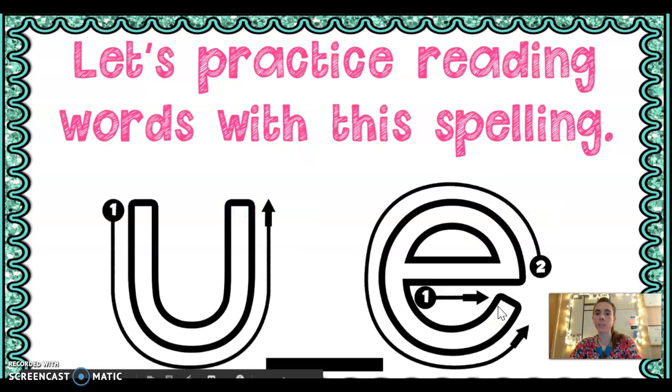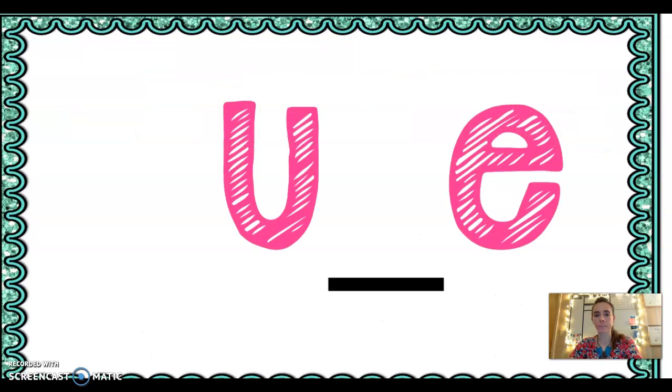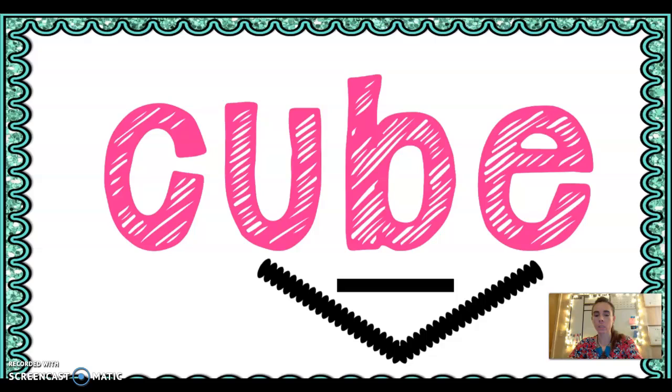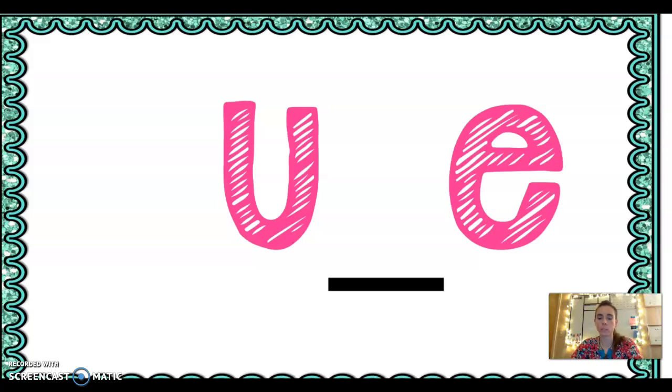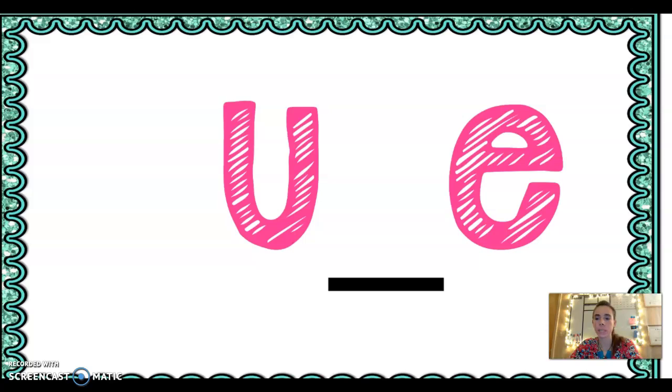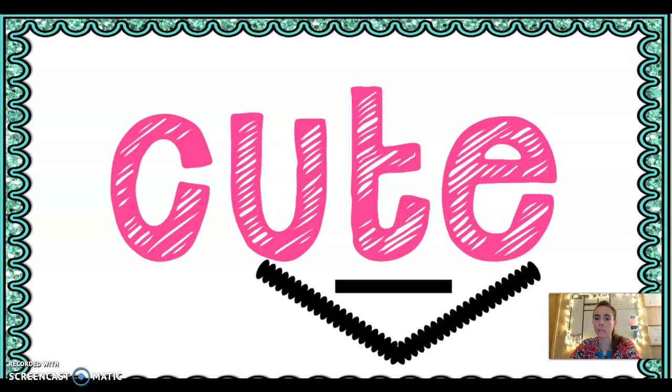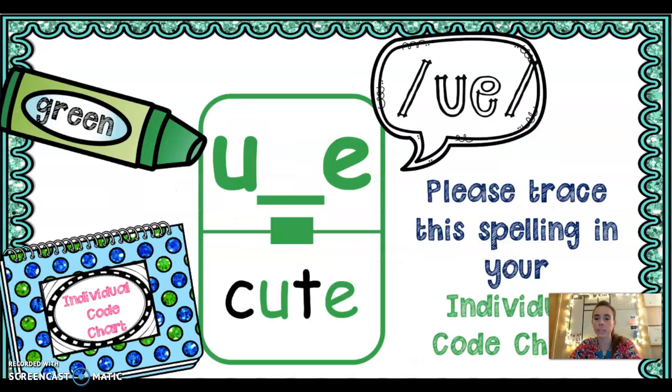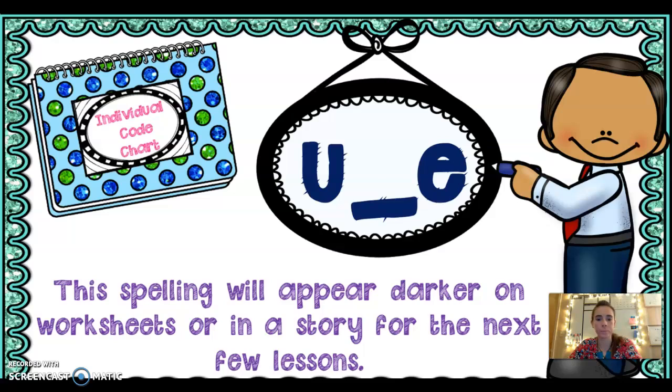Let's practice reading the spelling words with this spelling. OO, say OO. Cube. Remember to say it after me. Say OO. Say mule. Say OO. Say cute. Please trace the spelling in your code flip chart. Oh, we're going to skip through that part.